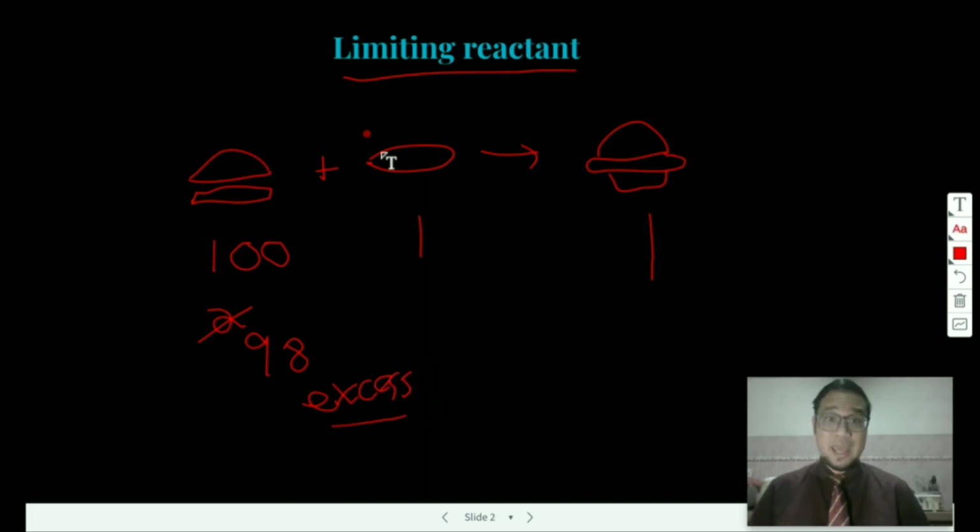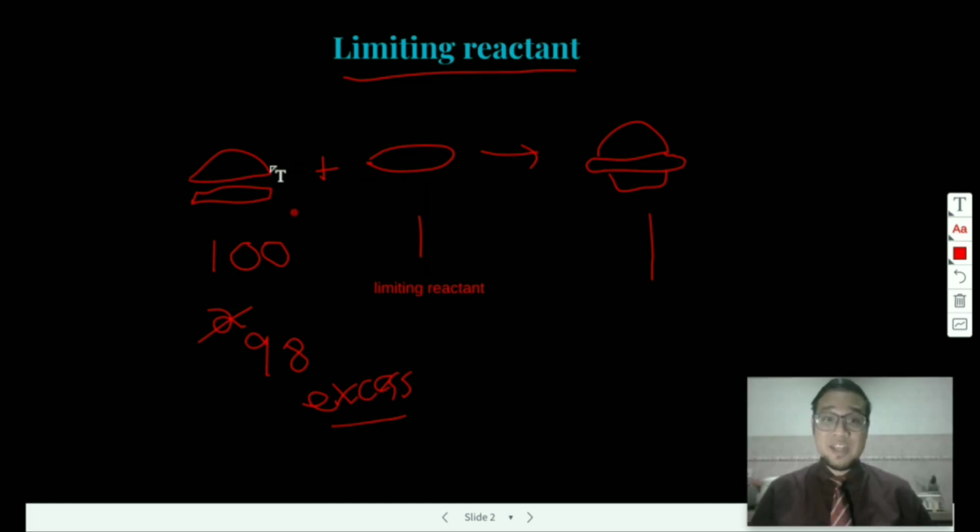The bread and the beef patty are both reactants, so the one that was extra was the bread. This is what we call in excess. The one that was not enough is called the limiting reactant, because as soon as the beef patty was used up, the reaction had to stop. You couldn't make any more beef burger without any more beef patty.